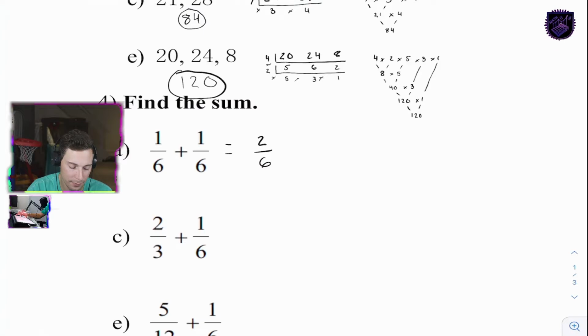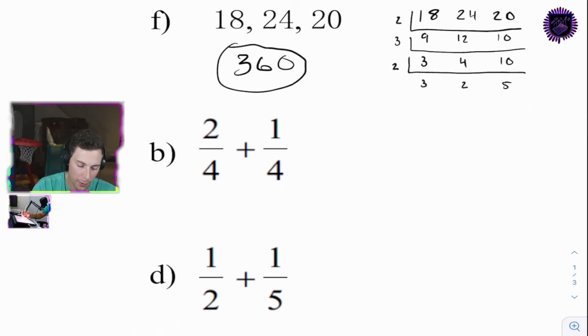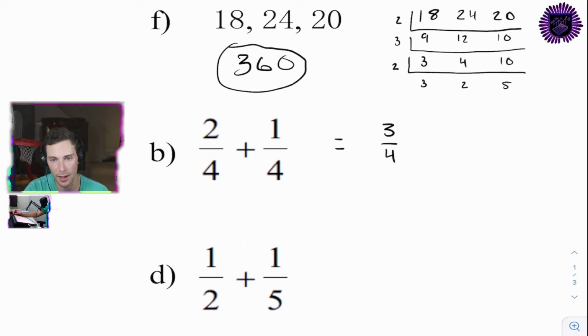Now, that simplifies to 1/3. But really, I'll accept either right now. 1/4 and 2/4. Same denominator. It's going to be 3/4. That's as simple as that gets. You can just add your numerators on top.